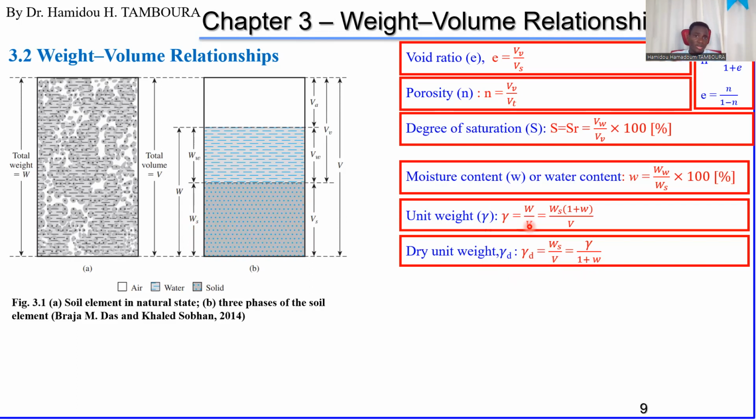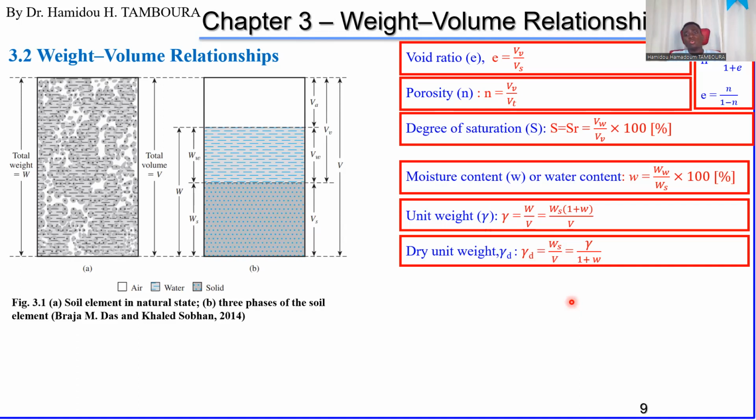Because if it is dry, it means the voids in the soil are just filled with air. And as we assumed, the weight, or mass if you want, of air is very small. We can neglect it, so we ignore that. That's why if the sample is dry, the weight will be only the weight of solid. So dry unit weight is the weight of solid divided by the total volume.